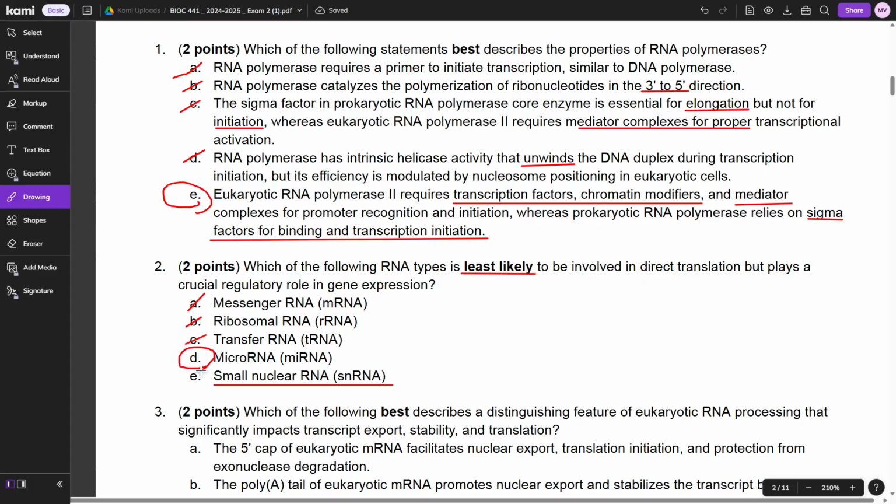But microRNAs for sure play a huge role in gene expression. You guys haven't talked about microRNAs too much in 441. In 442, you'll have a whole section on them.